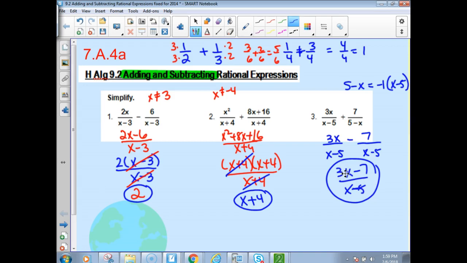Oh, you can't cross out those x's. They're married. I don't know how else to say it. These are married and the bottom's married. They don't match, so you can't simplify it. You cannot cross out those x's.